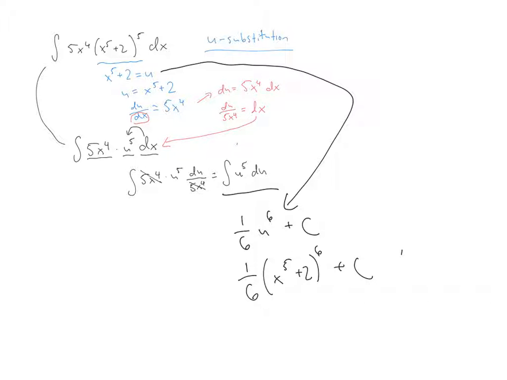And you can notice that rather than multiplying out x to the fifth plus 2 to the fifth, repackaging it and figuring out what it would be, setting it equal to u made this problem a lot easier than if we had multiplied that long expression out. So let's take a look at another one of these.